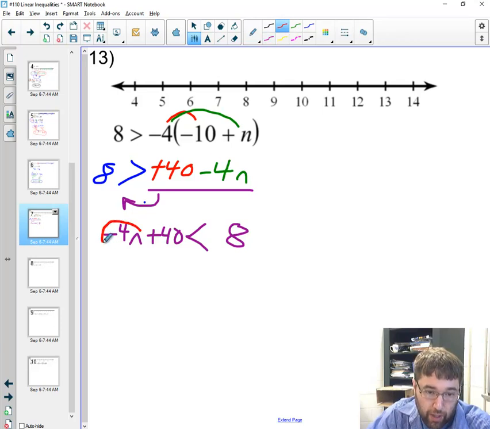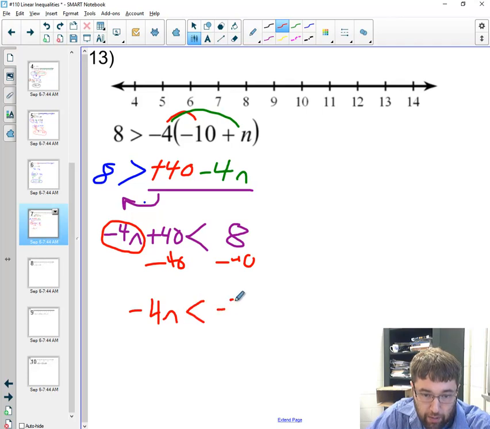So I circle the variable, take care of the hater. I have a positive 40, so I subtract 40. I'm left with negative 4n is less than negative 32.